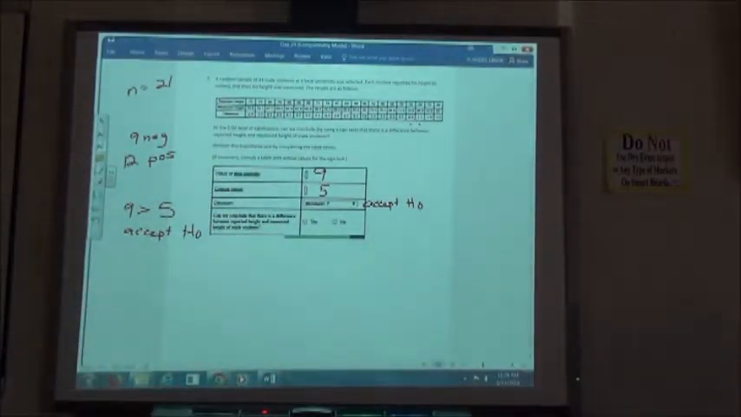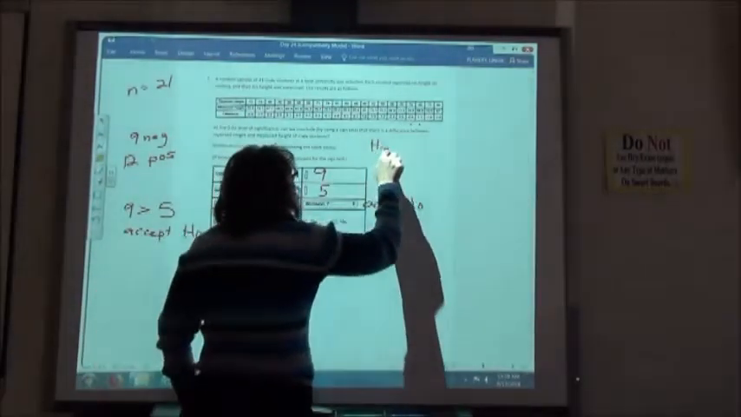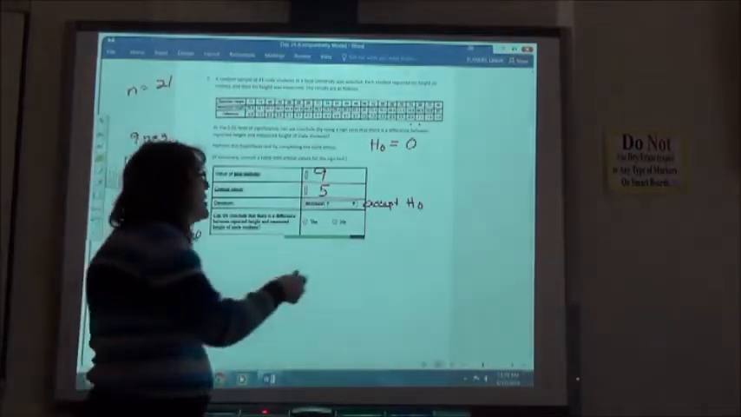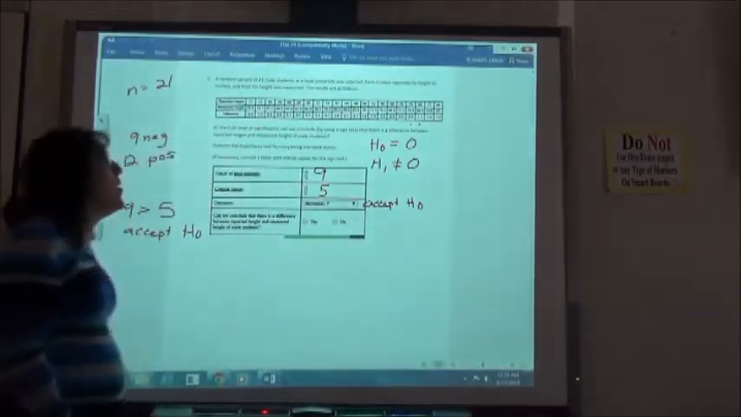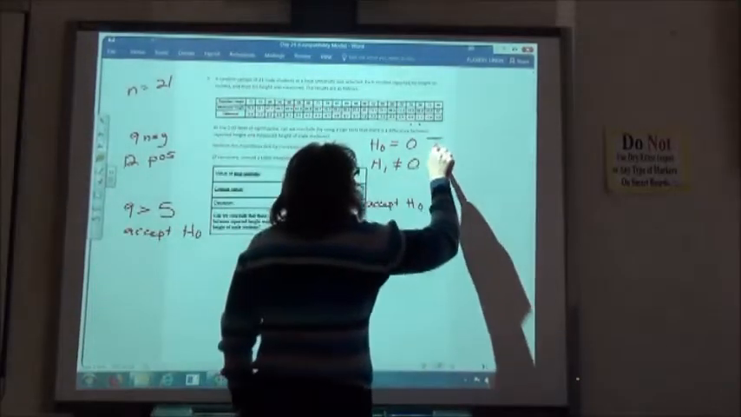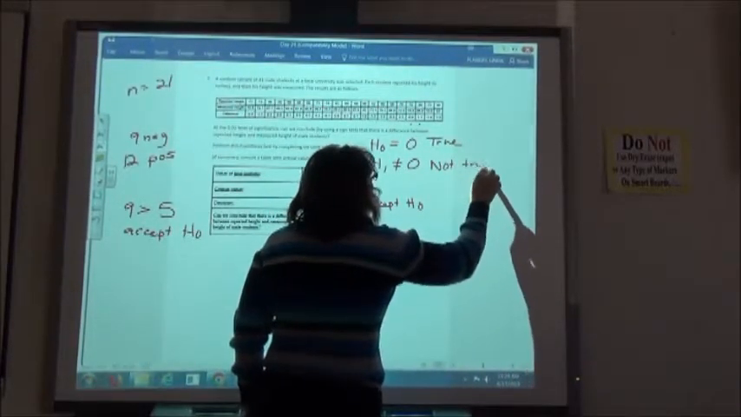Now again, in this case, it erased what I had written down, but our null said we were exactly equal to 0. There was no difference. Our alternative one, it's not equal to 0. There is a difference. So in this case, we're accepting the null. This is my true statement. That one is not true.